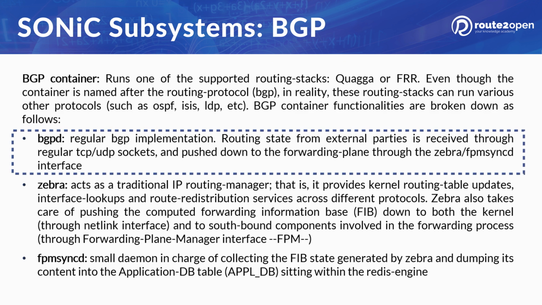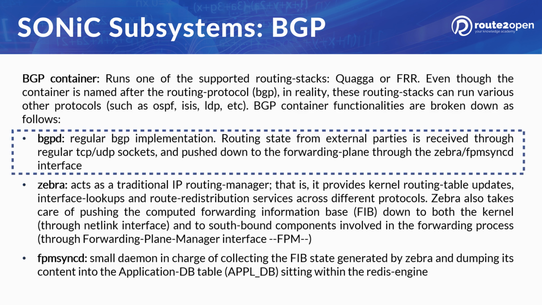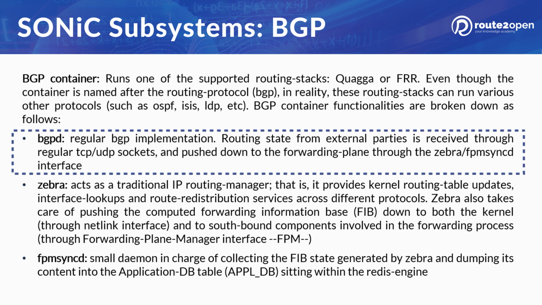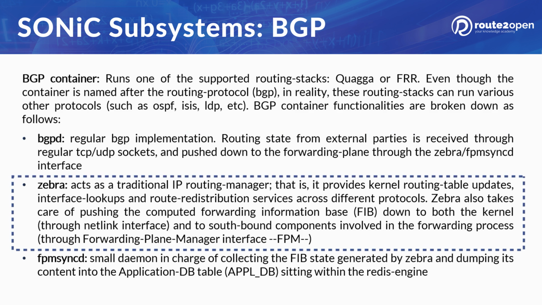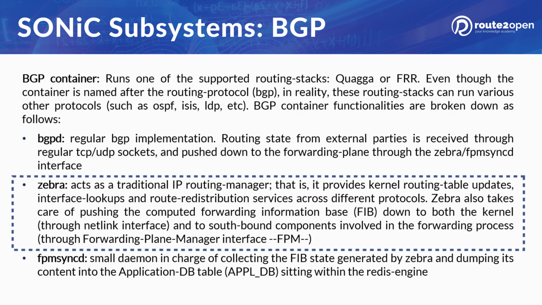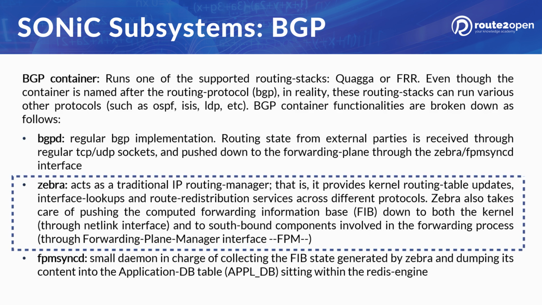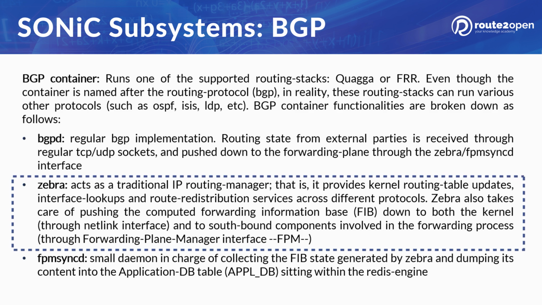BGPD is a regular BGP implementation. Routing state from external parties is received through the regular TCP and UDP sockets and pushed down to the forwarding plane through the Zebra FPM syncd interface. Zebra acts as a traditional IP routing manager. That is, it provides kernel routing table updates, interface lookups, and route distribution services across different protocols.